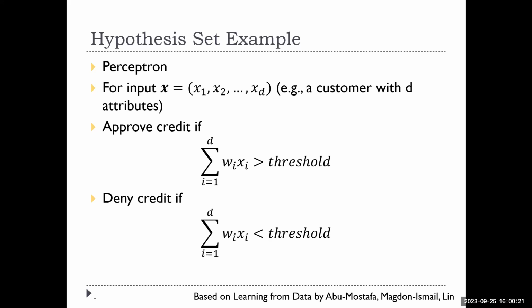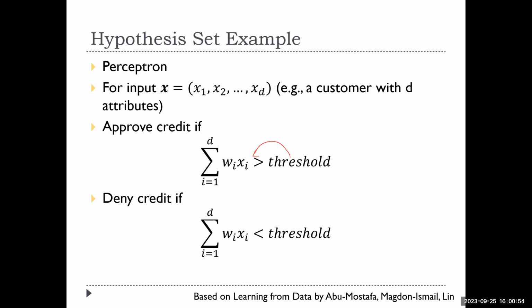And then I approve credit in this case. This formula can be simplified into a single formula. So let me explain. There's a threshold here. Usually it's a greater than or less than comparison. I can move the threshold to the other side. I can subtract the threshold from the summation on the left. Then I'm going to look at the sign of that difference.